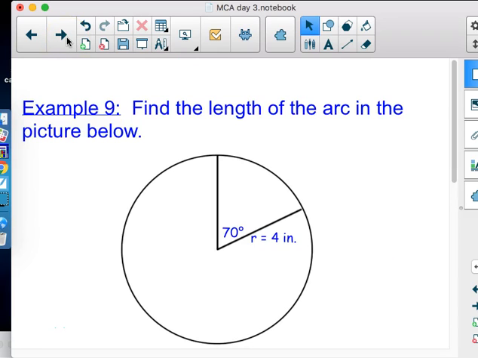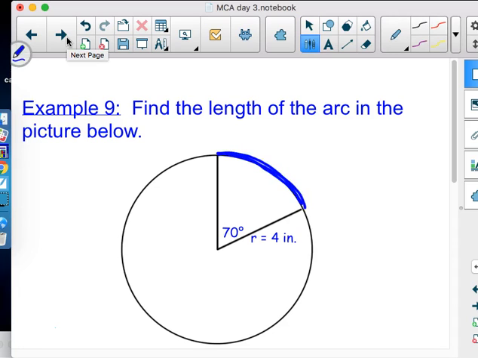So example 9. Ooh, memory banks. Arc length from geometry. Nobody went, yes, I got this. Okay, so find the length of the arc in this picture. That would be this arc right there. So here's what we have to do. We have to realize we're not using the whole circle because we just want this little piece right here.